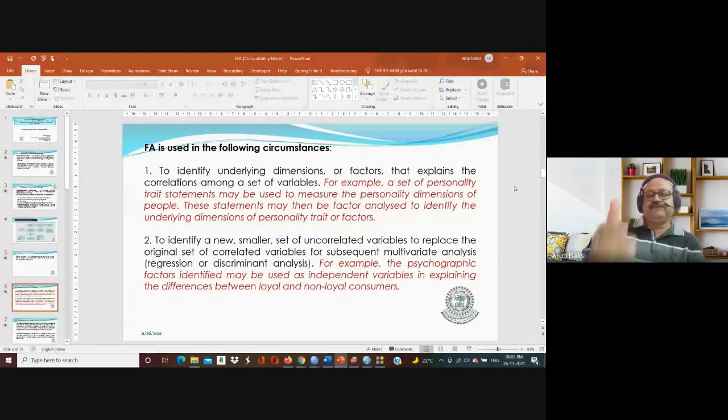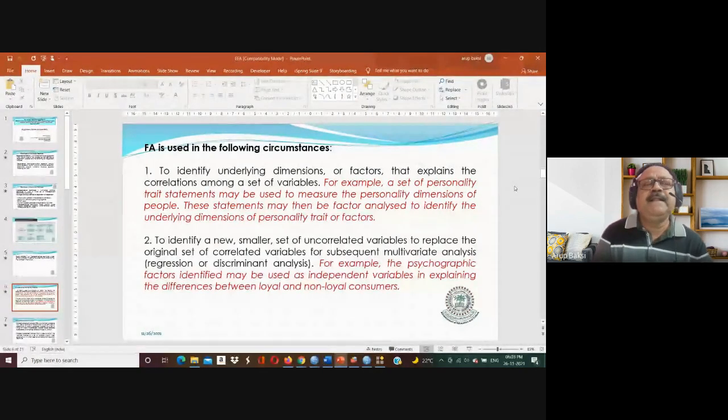Now, as I have told you, under what circumstances? Number one, to identify the underlying dimensions or factors that explain the correlations among a set of variables. A very small example is provided over here. Say, for example, a set of personality trait statements may be used to measure the personality dimensions of the people.